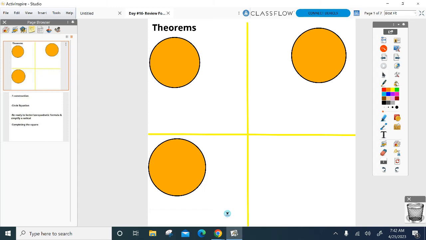All right, so first theorem. Let's talk about this one. When I have two chords that intersect, okay, two chords that intersect, the product of their parts are equal, right? Product of their parts. So part DE multiplied by part DC is the same as AD times DB.